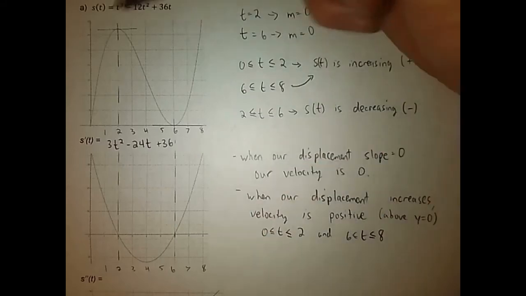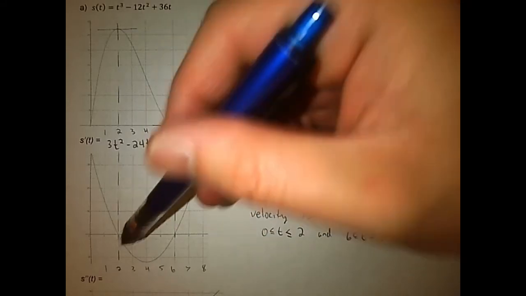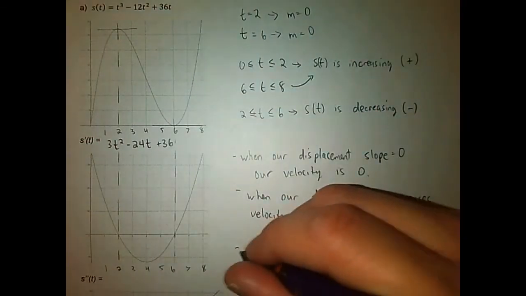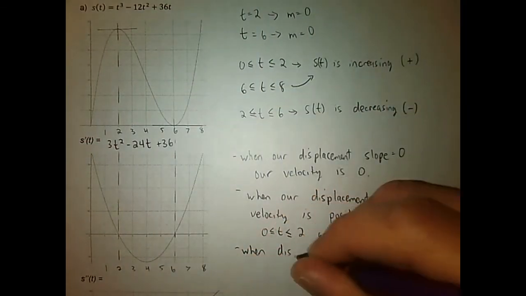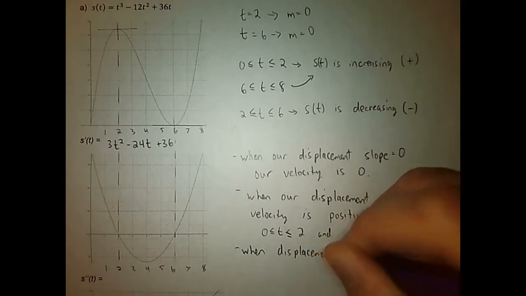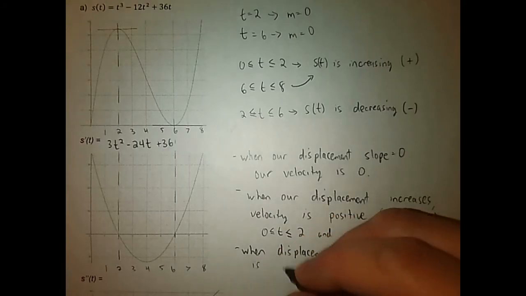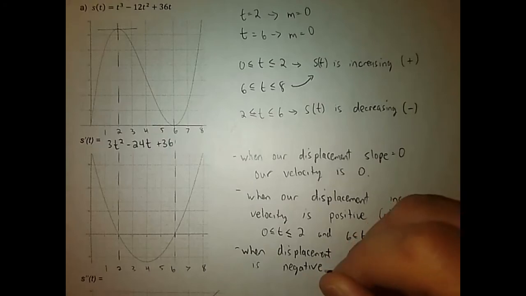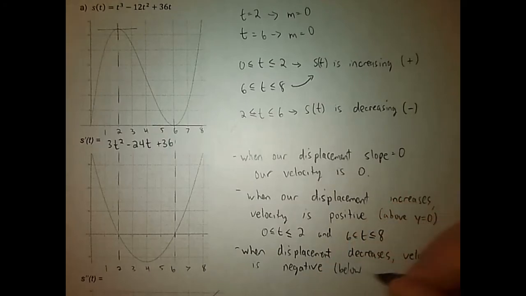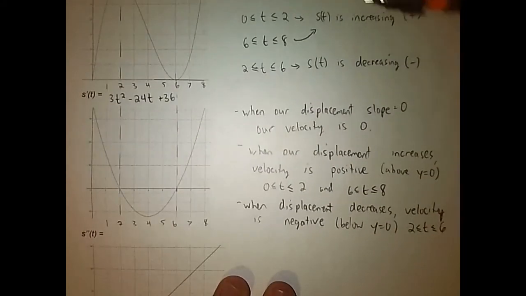And then we also notice when our function is decreasing here, that's when our graph is in the negative. So when displacement decreases, velocity is negative, below y equals 0. And this happens at that interval when t is greater than or equal to 2 but less than or equal to 6. So that's just something we can see between these two graphs.